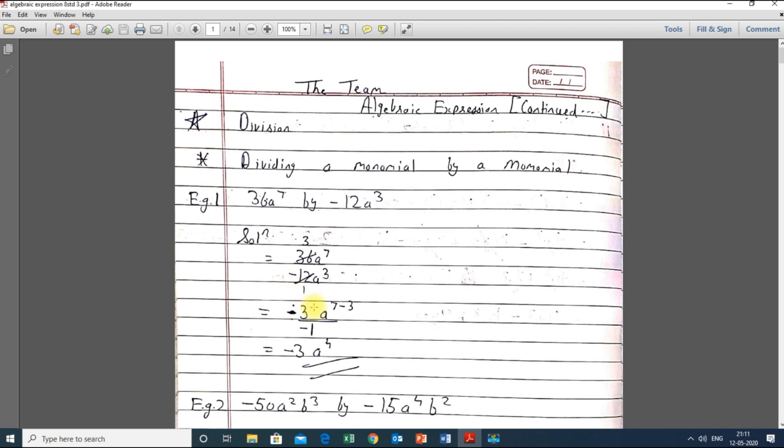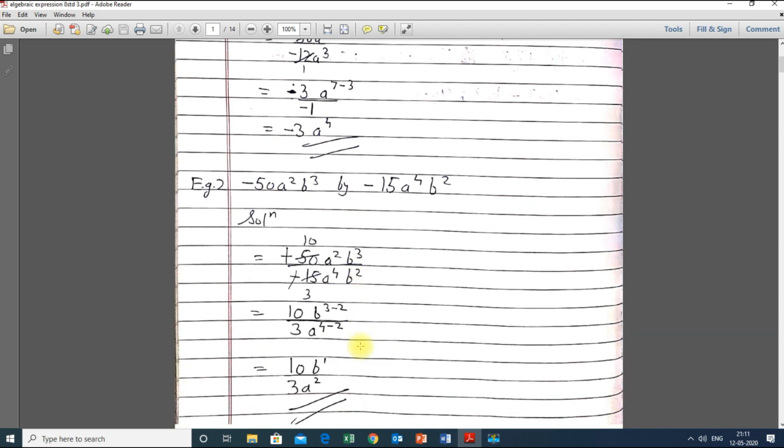And minus 1 as it is, because minus is a minus 1, I wrote over here. Now, 3 divided by minus 1 is minus 3. And a raised to 7 minus 3 is a raised to 4. The final answer is minus 3 a raised to 4.